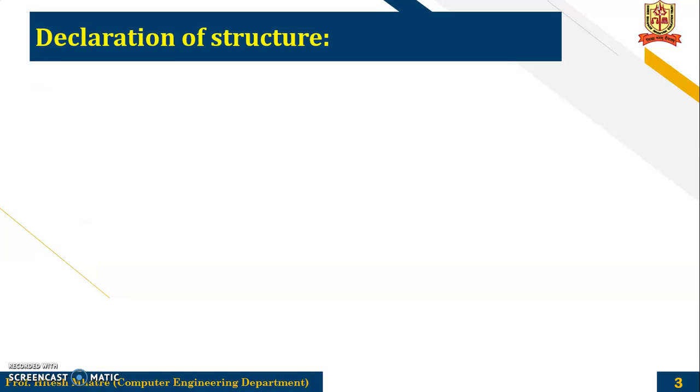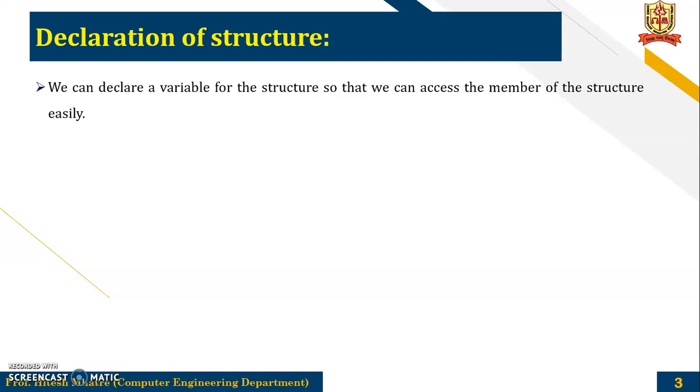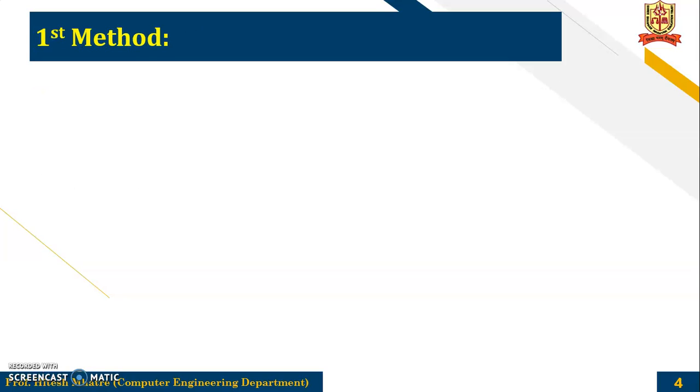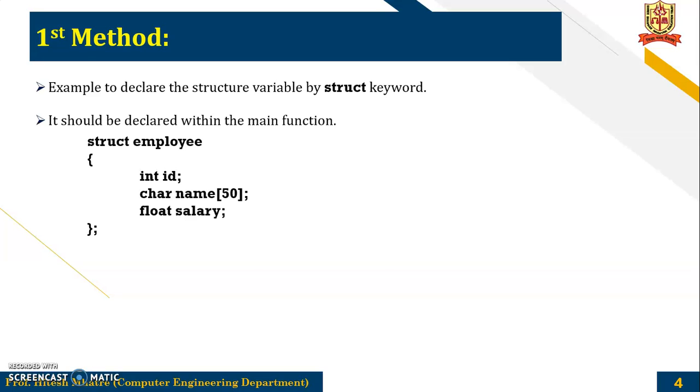Now how do you declare a structure? Now we can declare a variable for a structure so that we can access the member of a structure easily. Now there are two ways to declare a structure variable: by using the struct keyword within the main function, or by declaring a variable at the time of defining a structure. So first method, an example to declare a structure variable using the struct keyword.